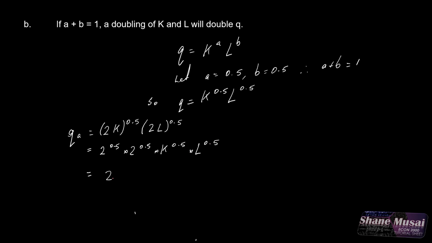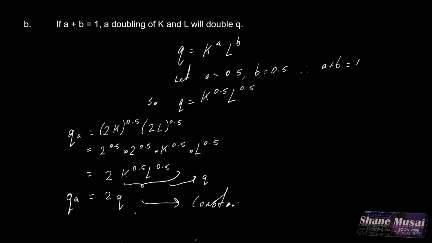This should equal 2 K to the 0.5 L to the 0.5, which is essentially our original production function. So QA is equal to 2 times the original production function. So by doubling our input factors, we exactly doubled Q. Therefore, this shows constant returns to scale, right? Constant returns to scale.